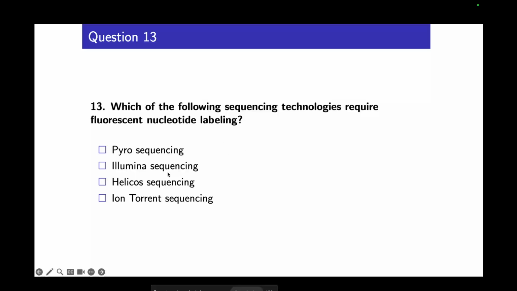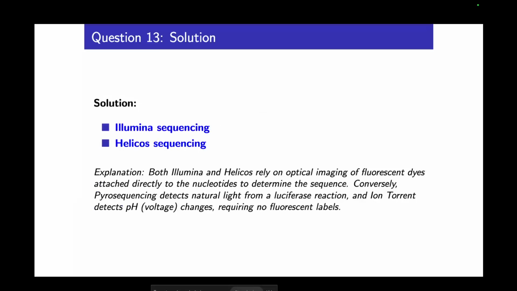On the other hand, for Illumina, you have to label the nucleotides with fluorescence. And also for Helicos, because they rely on the optical image of these fluorescent dyes. So pyrosequencing uses natural light from luciferase. It's not a labeled dye. So I think somebody answered pyrosequencing, which is not correct. So keep that in mind. Okay, moving on.